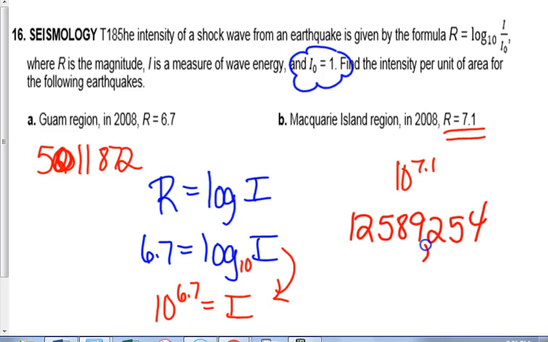Okay, guys, this is what happened. The amount of energy released by this earthquake at 7.1 versus 6.7 was a whole bunch more, yes? Okay.